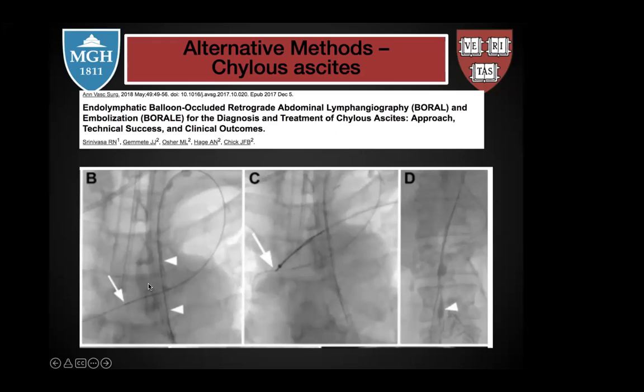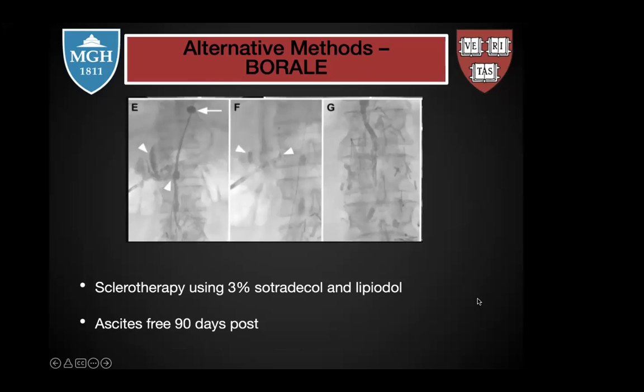And so again, they got antegrade access into the cisterna chyli, upper extremity venous access, snared a wire to get through-and-through access so that they could place a balloon occlusion catheter and inject contrast and see the leak. Here they were able to see that leak and treated with sclerotherapy using Sotradecol and Lipiodol. I think it took a little while, but this was successful in treating this patient.